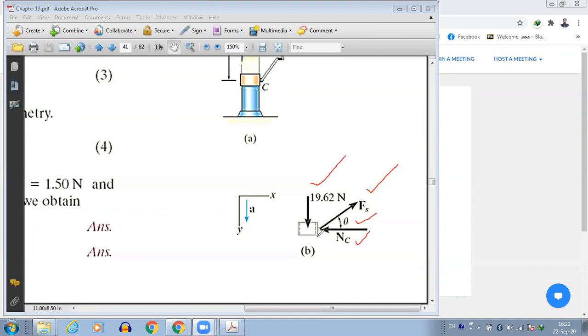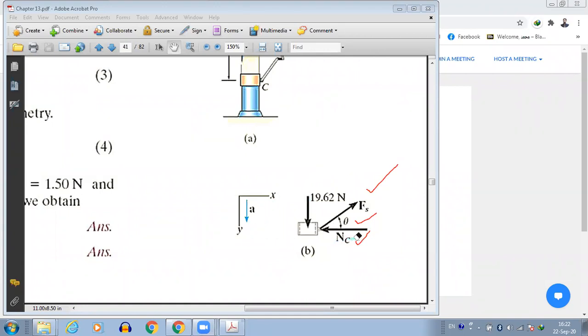Okay, good. So since the body is moving in the downward direction, we can put y downward as positive and x as positive in this direction. There is acceleration in the downward direction. So this is how we can define our axis.